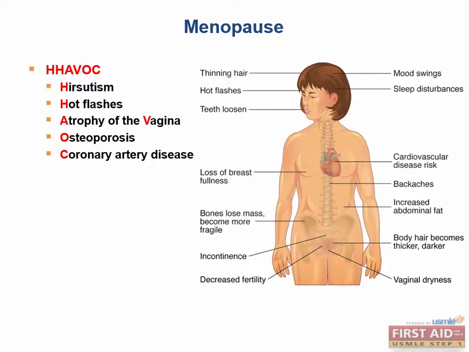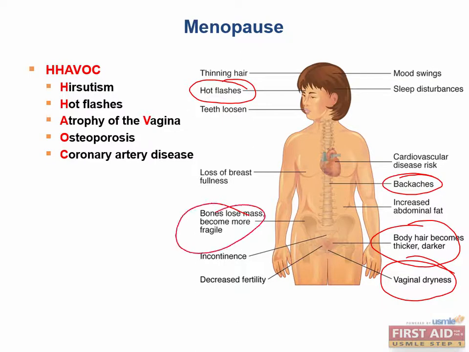The signs and symptoms of menopause can be summarized by the mnemonic HAVOC. So you can see them as hirsutism, that you can see over here, hot flashes, which you just see in general, atrophy of the vagina, osteoporosis, you can see that in the backaches, the loss of bone mass, and coronary artery disease. That's really the main ones that you want to remember. You would assume that management of this state is to replace the hormones either naturally with herbal supplements or synthetically with drugs. Well, you are right, but I'll leave that good stuff for pharm.